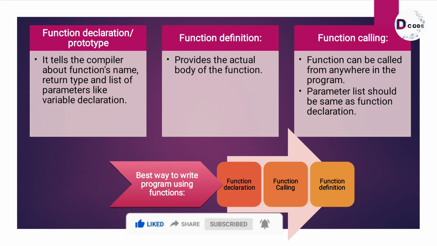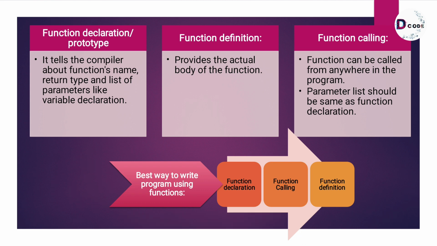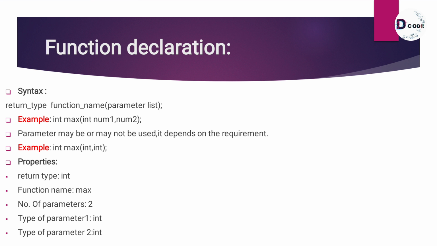Now we'll have a detailed view of function declaration. The syntax of function declaration is return type, function name, and parameter list. You can see the first example, int max, int num1 and num2. Here the return type is integer, the function name given is max, and the parameters are two: int num1 and num2. And parameter names may or may not be used. It depends on the requirement.